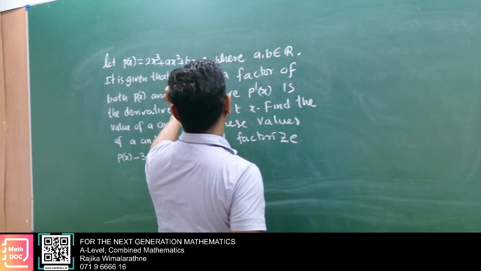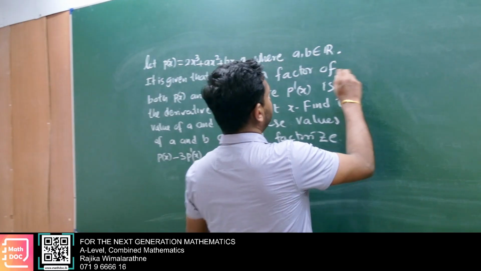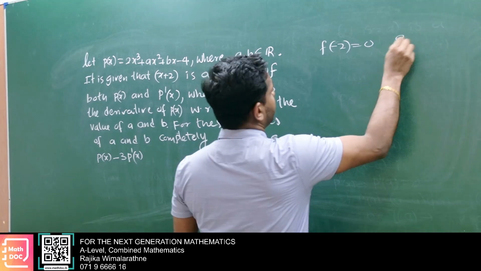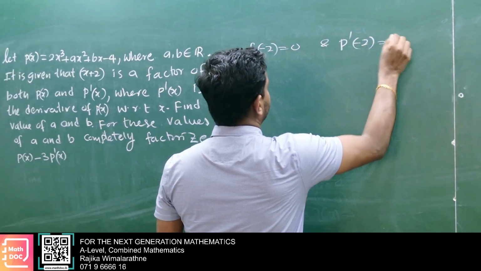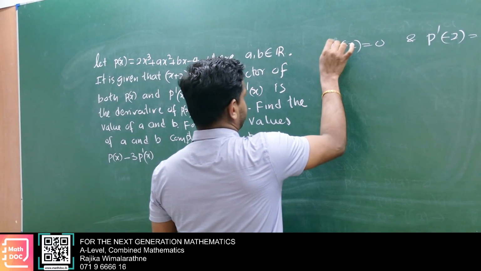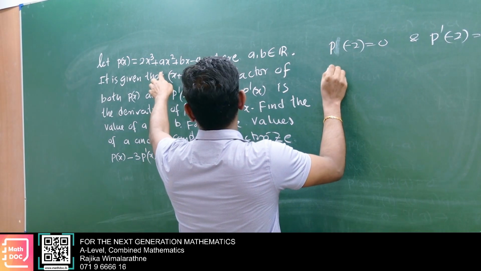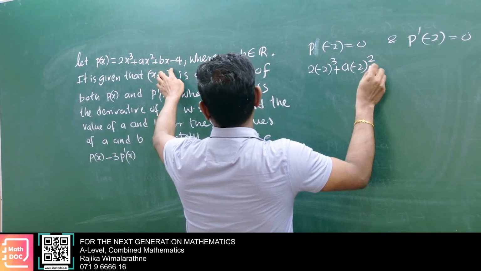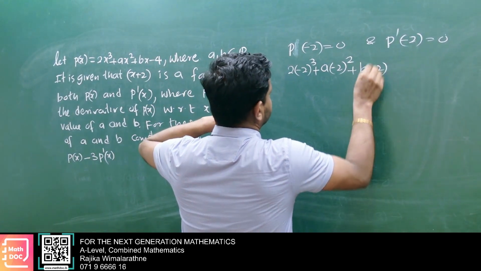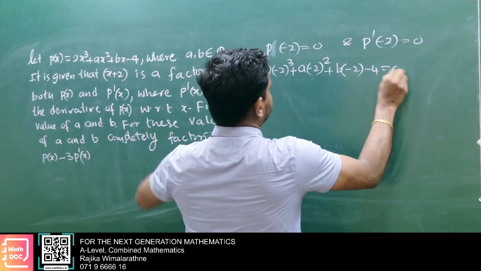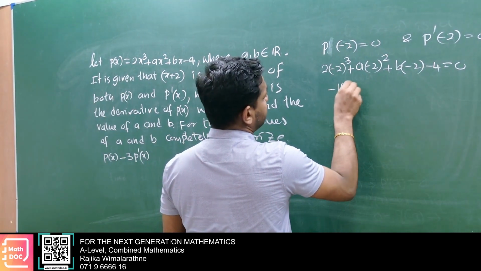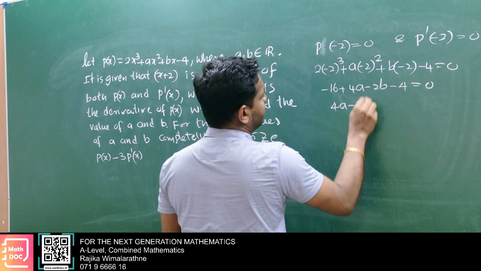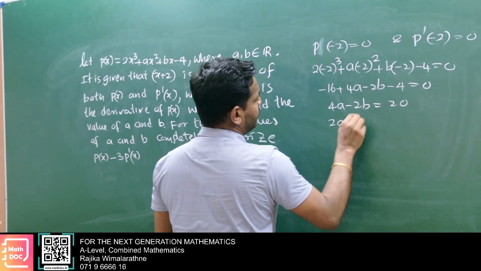Here x + 2 is a factor of both P(x) and P'(x). So P(−2) = 0 and P'(−2) = 0. Then substitute −2: 2 into (−2)³, a into (−2)², b into −2, minus 4, equals 0. So −16 + 4a − 2b − 4 = 0, 4a − 2b = 20, 2a − b = 10.